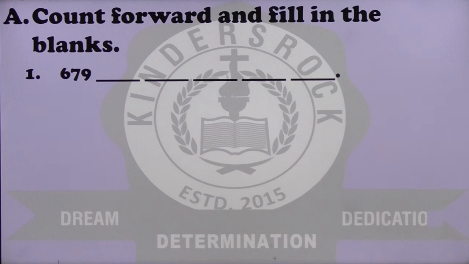679 के बाद में कौन सा नंबर आता है? 680. After that 681. After that 682. And after that comes 683. And there we have 684. So these are the 5 numbers that come immediately after 679.